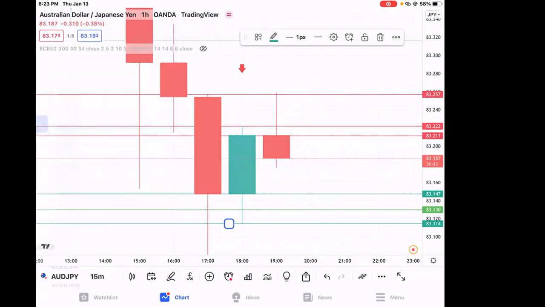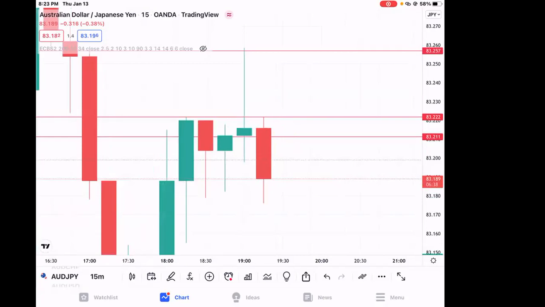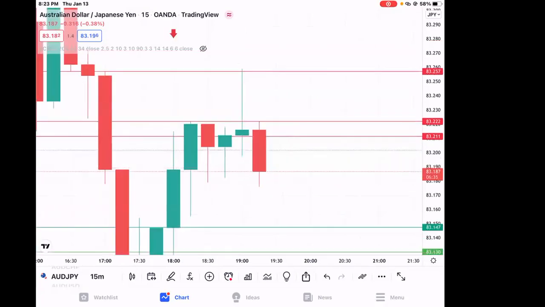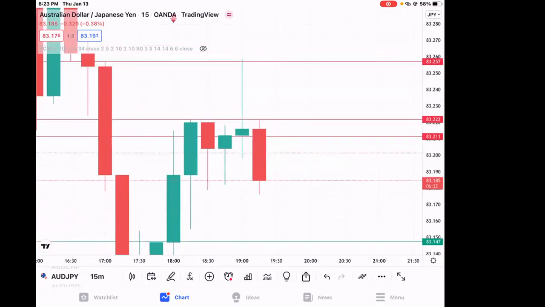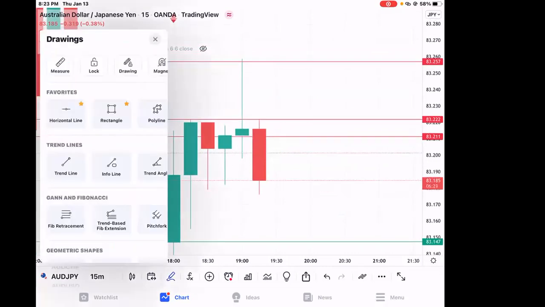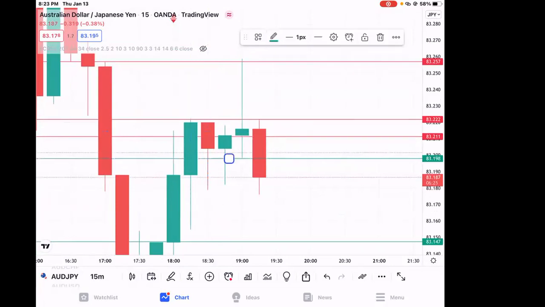From that 1 hour, you move to your 15 minutes. If you check the 15 minutes now, you find out that it's getting clearer. So you come back to the 15 minutes and do the same thing over again. You just keep marking the body, the wick, over and over again.